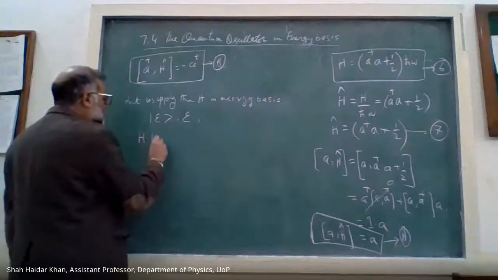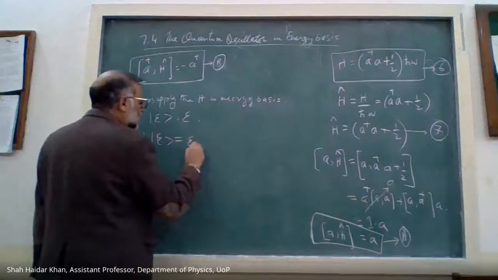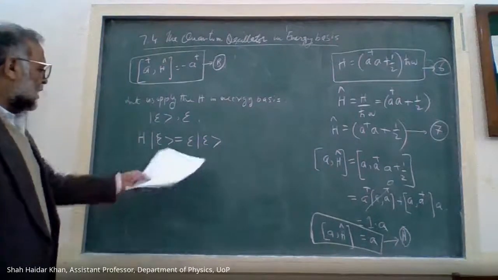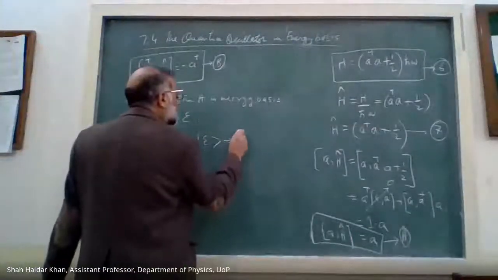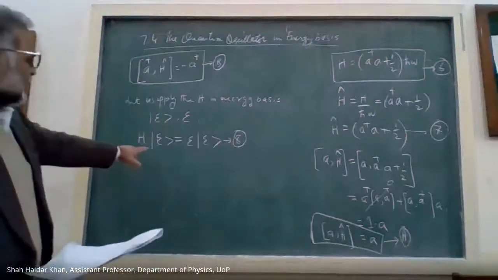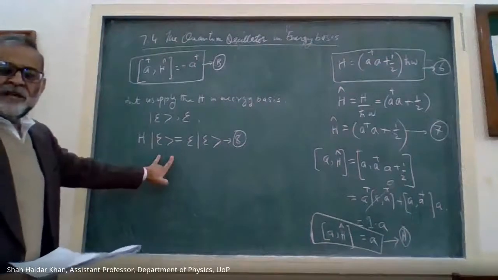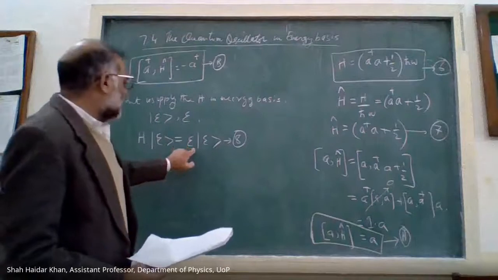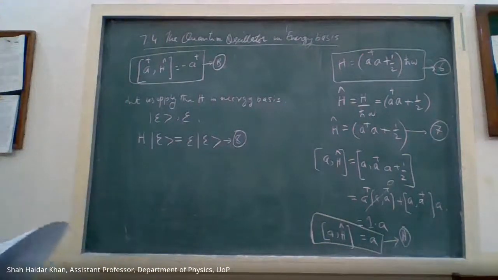So when we use this H in the energy basis, we can say H acting on the ket epsilon gives you some eigenvalue epsilon with the same ket. This is the Hamiltonian applying on a ket in the energy basis and giving you an energy epsilon and the same ket. That is called the eigenvalue equation.